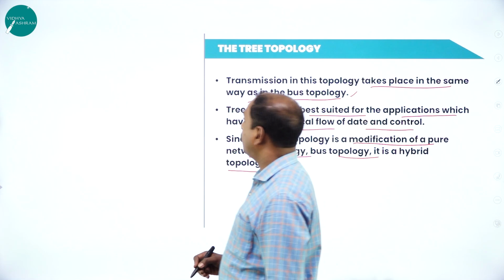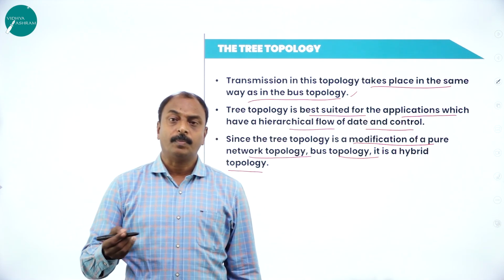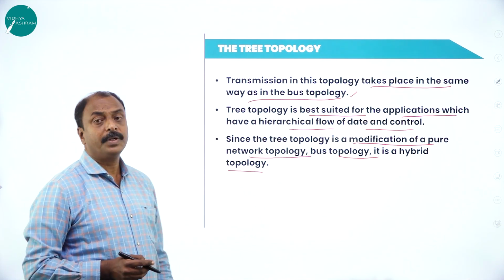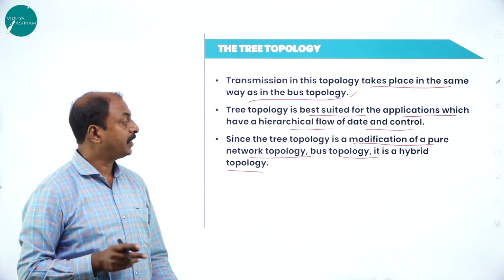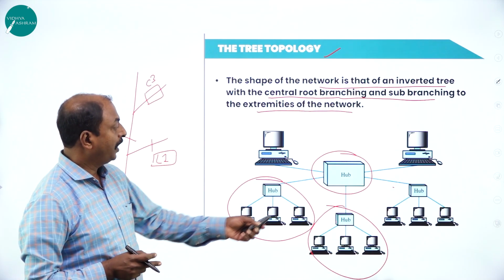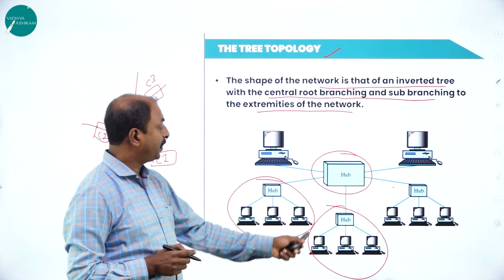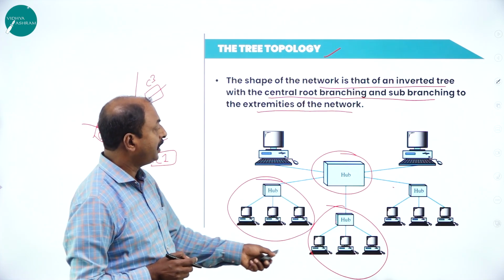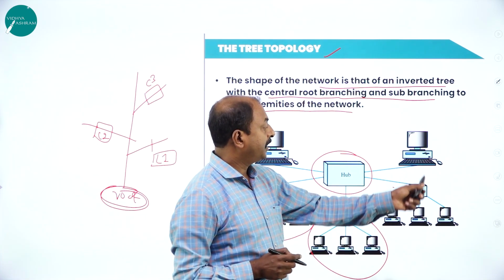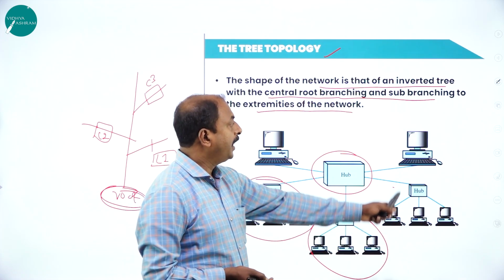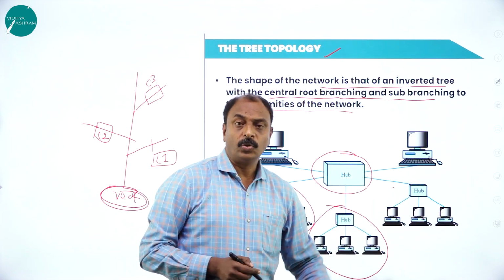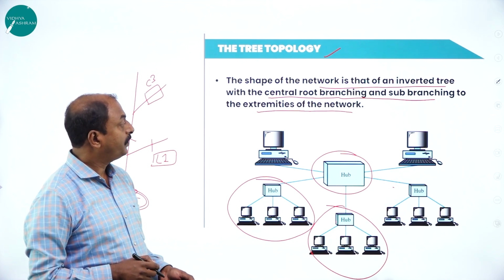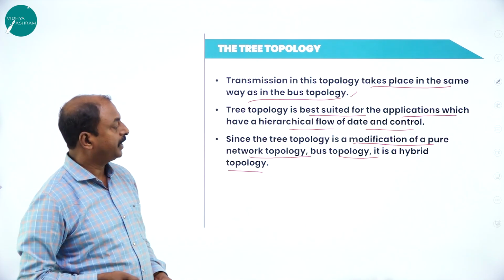So tree topology is nothing but a hybrid topology, because it is a combination of more than one network. If you look at the diagram here, this is one network. This is a star topology, and here we can also have a bus topology, and these are two independent nodes. So that is the definition of hybrid topology.